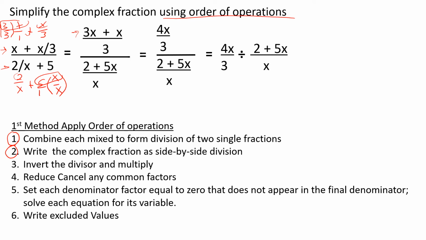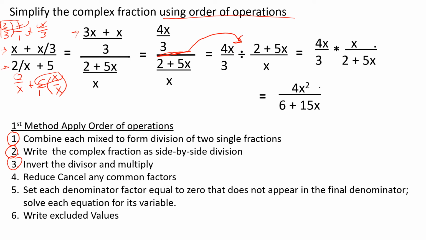I've taken the 4/3 x, this division symbol here, we've just changed it into this type of a division symbol. Then from there you can invert the divisor, that's the second fraction, and multiply, which was what we've done here. Then you can multiply straight across, and you end up with 4x squared on top. And then remember, this is 3 times all of this. So you have to take the 3 times the 2 to get 6, and the 3 times the 5x to get 15x.